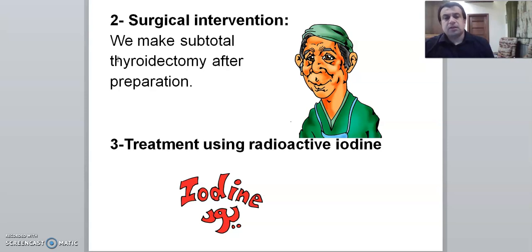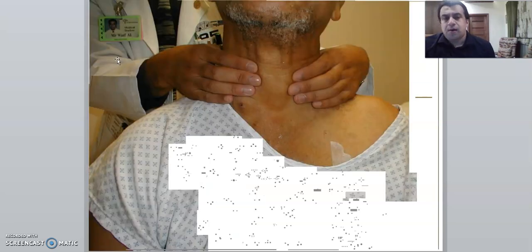The third treatment is radioactive iodine. We can give radioactive iodine to ablate the thyroid tissue. Now, this is the clinical method of how to go for thyroid examination. As you can see, the doctor is standing behind. You go at the back side. You ask the patient to swallow, and the thyroid moves up when the patient swallows.